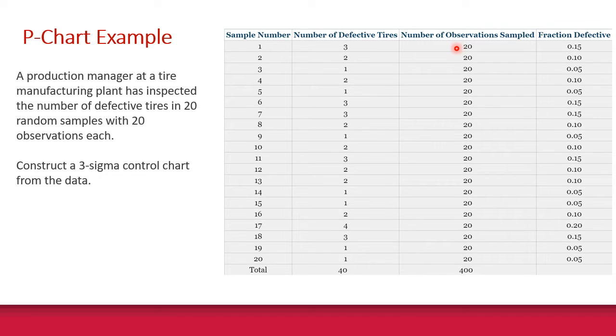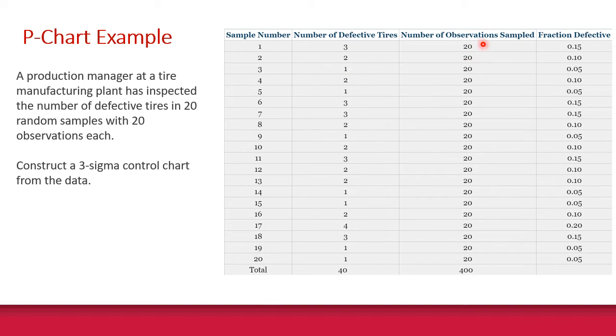In each sample, we selected 20 tires. Again, this is a tire manufacturing facility, manufacturing hundreds and hundreds of tires an hour. So every hour, maybe we go out and select 20 tires off the rack. In this case, we took 20 samples, maybe once every hour, and in each sample we selected 20 tires.